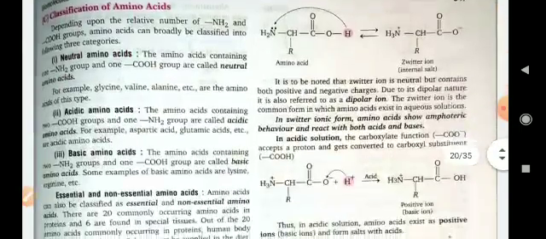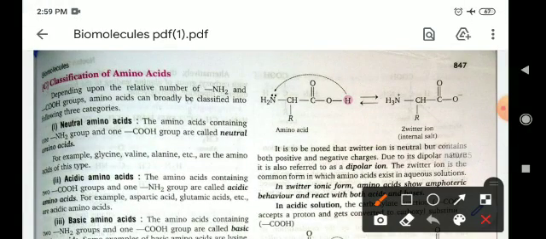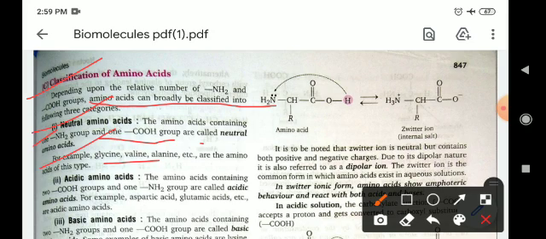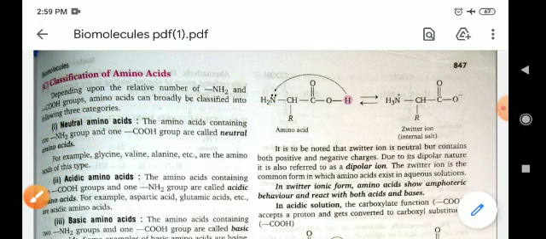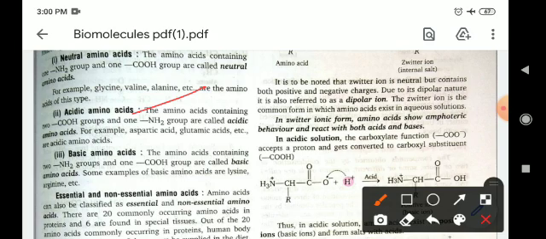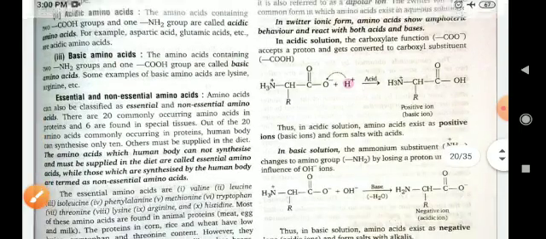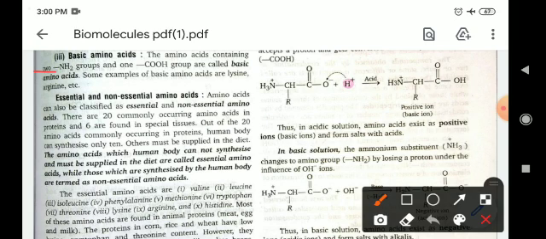Okay. Now, classification of amino acids. Depending upon the relative number of NH2 and COOH groups, amino acids can be broadly classified into the following 3 categories. Number 1, neutral amino acids: amino acids containing one NH2 group and one COOH group are called neutral amino acids. For example, glycine, valine and alanine. Acidic amino acids: amino acids containing two COOH groups and one NH2 group are called acidic amino acids. Examples are aspartic acid and glutamic acid. Basic amino acids: those in which there are two NH2 groups and one COOH group are known as basic amino acids.